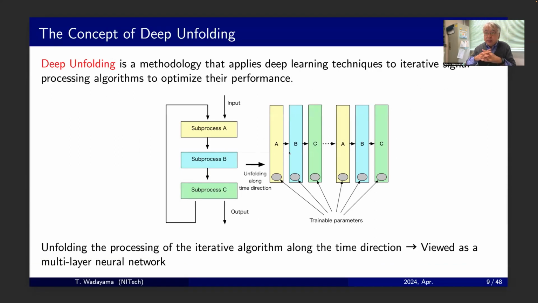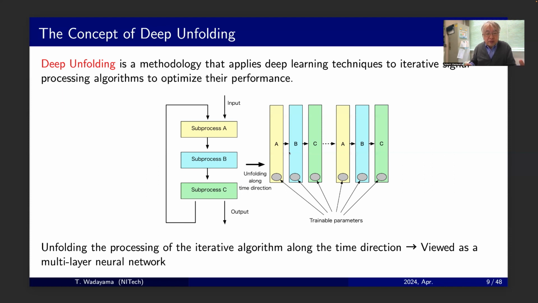Okay, you see the figure. The left block diagram represents the process of an iterative algorithm, for example, gradient descent algorithm, or stochastic gradient descent, or TISTA, and so on. So you can see the algorithm contains sub-processes like sub-process A, sub-process B, and sub-process C. And there is a loop structure in the algorithm. So this is an iterative algorithm.